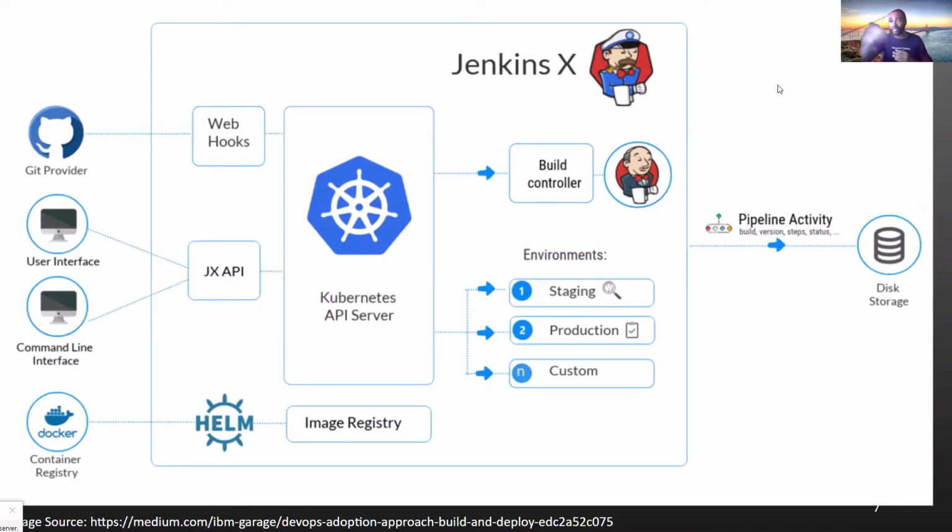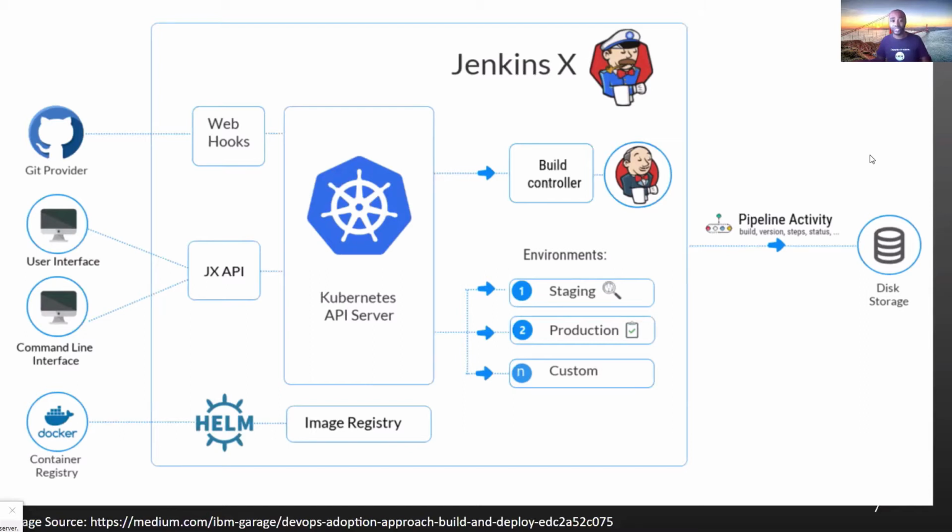Jenkins X works with every version control tool you want to use, just like Jenkins. So if you are using GitLab, GitHub, or AWS CodeCommit, you can still use it with Jenkins X. GitHub is the dominant and most established version control tool, so it's what most people use, but it supports other version control tools as well.